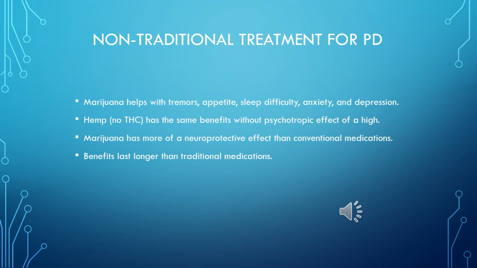When we think about non-traditional treatments for Parkinson's disease, they have found that marijuana actually helps with the treatment of Parkinson's. First of all, it helps with the tremors, which should come as no surprise, seeing as we're using it for children for seizures that can't be controlled by medications. It also helps with appetite because it eases the tremors and helps them be able to hold eating utensils better to be able to get the food actually in their body.